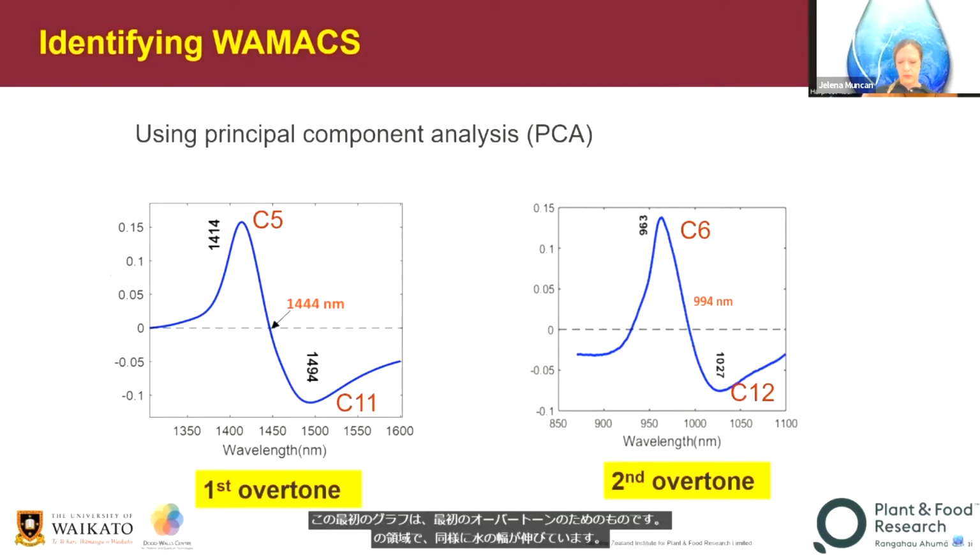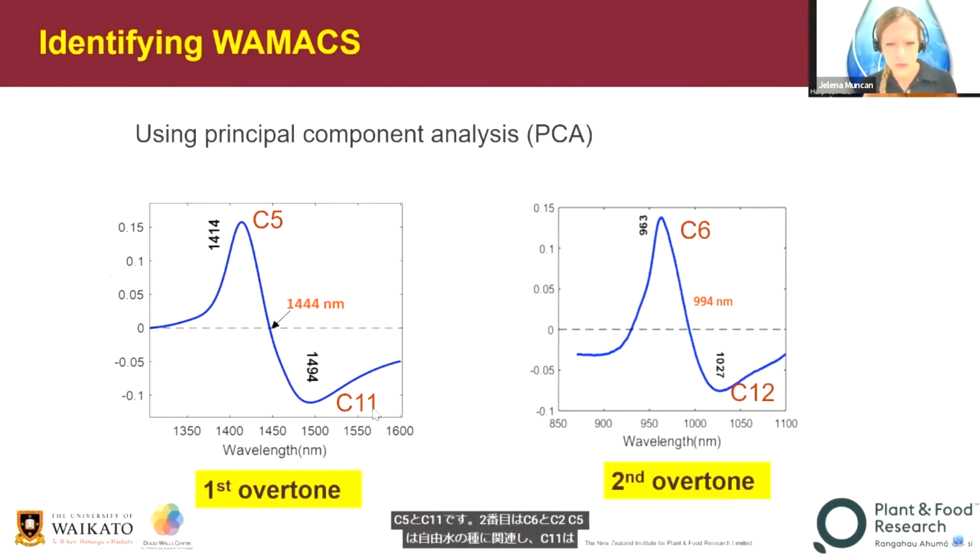The first graph is for the first overtone region of the OH stretch of water. Similarly, in the second overtone region of water, the two peaks were at 963 nanometers and 1027 nanometers. These peaks correspond to particular water species. In the first overtone region, it is C5 and C11. In the second, it's C6 and C12.